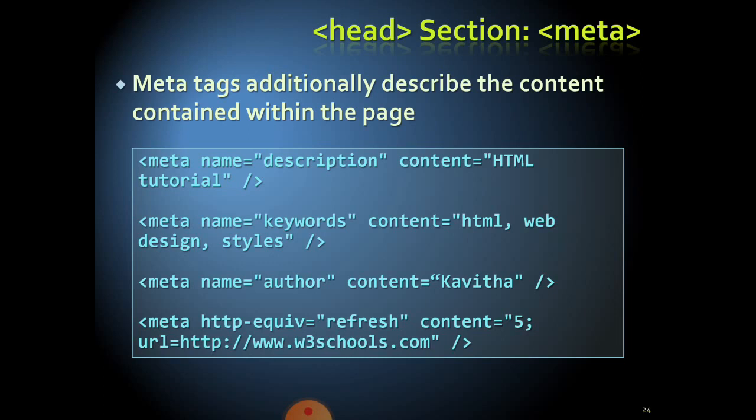What are the keywords that we have used? HTML, web design, style, these are the different keywords we have used in this HTML document. Who is the author of this particular page? Kavita is the author. So these are all the descriptions, the additional information about the content of that particular page. We can also link the page by using HTTP. I have linked here w3schools.com.